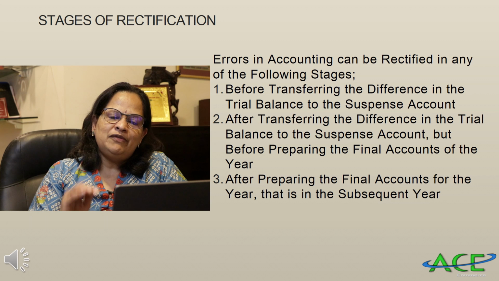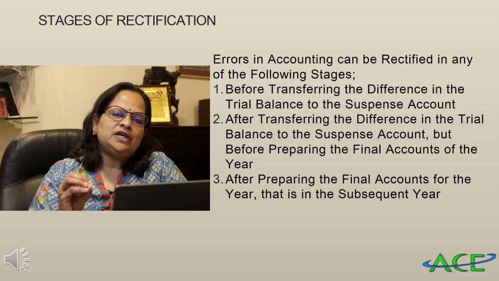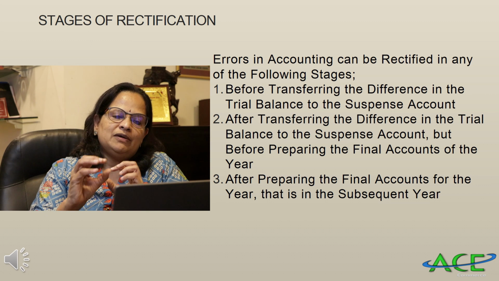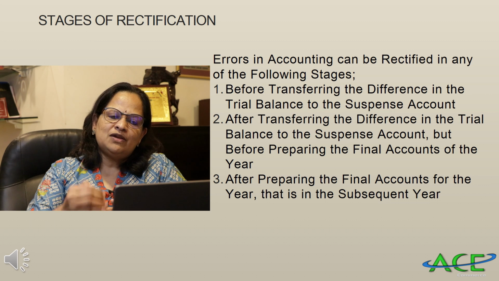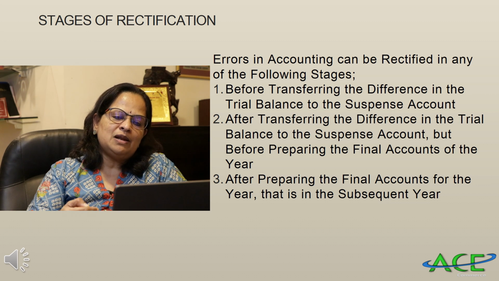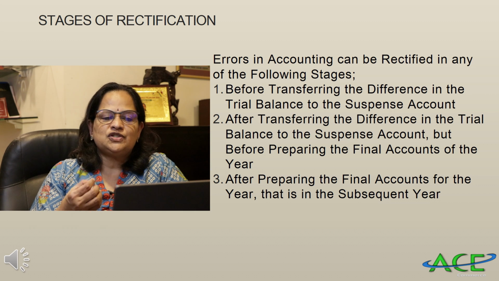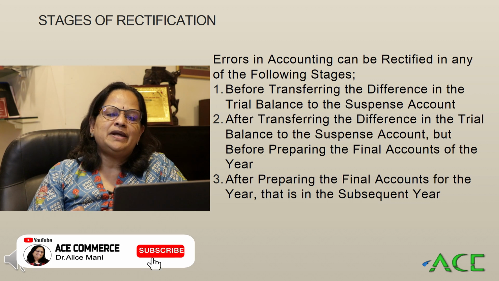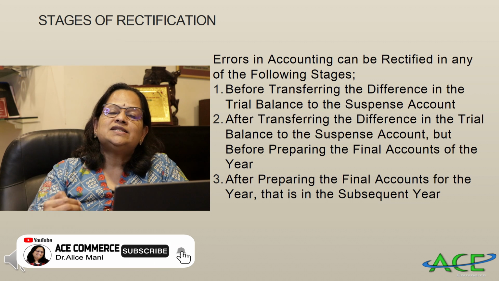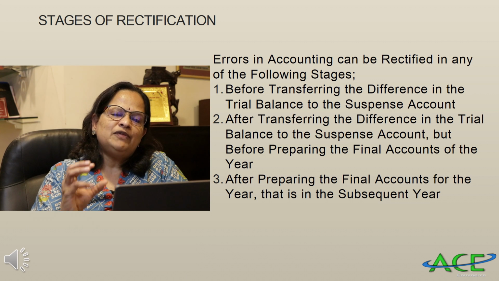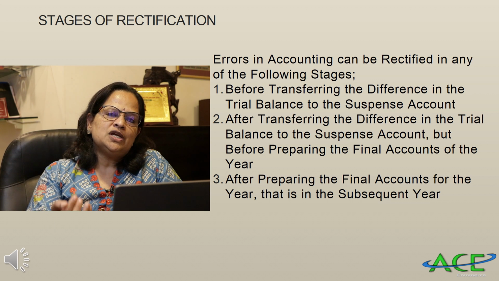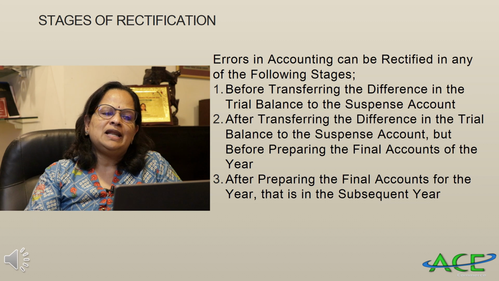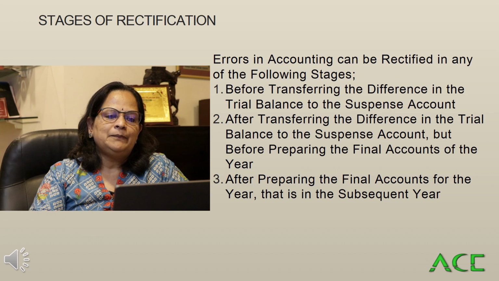I told you why we keep the suspense account: we have to prepare the final accounts on time. So the first one is before transferring to the suspense account. The second one is after transferring the difference in the trial balance, but before preparing the final accounts. The third one is after preparing the final accounts for the year, that is, in the subsequent year. We cannot waste time; we have to prepare the final accounts. So the third one is after preparing the final accounts, when we are trying to rectify the errors.